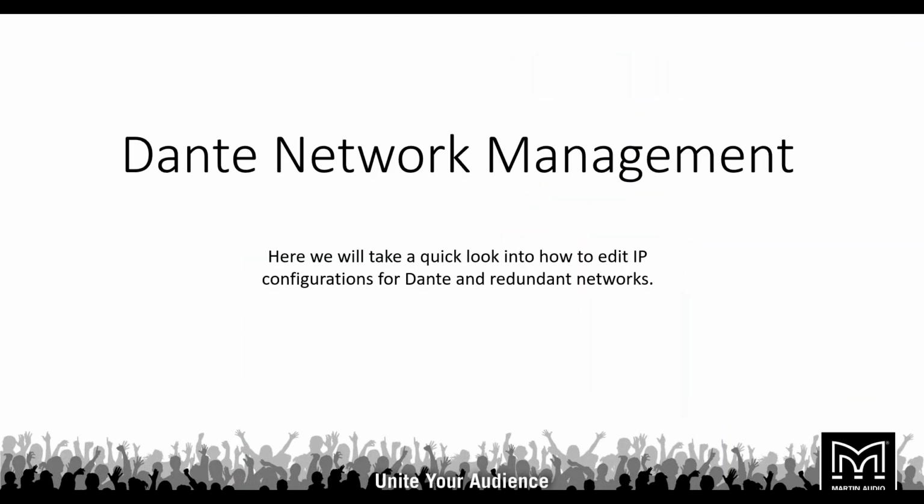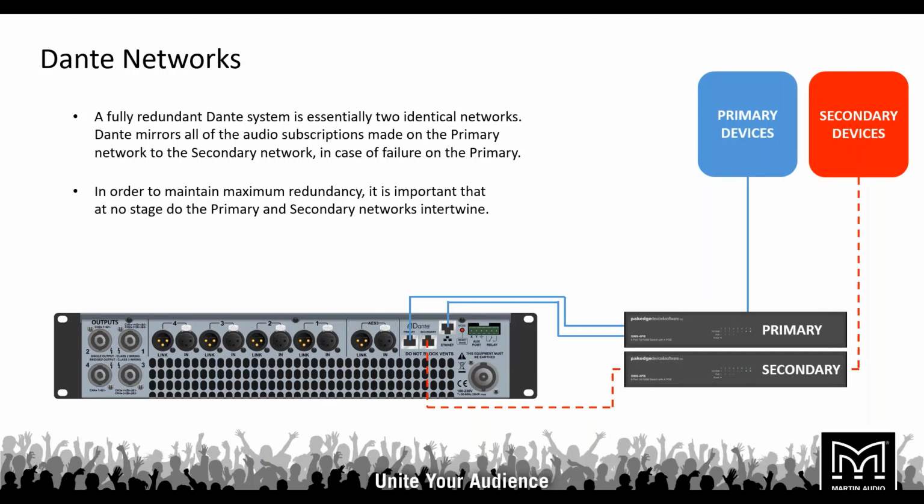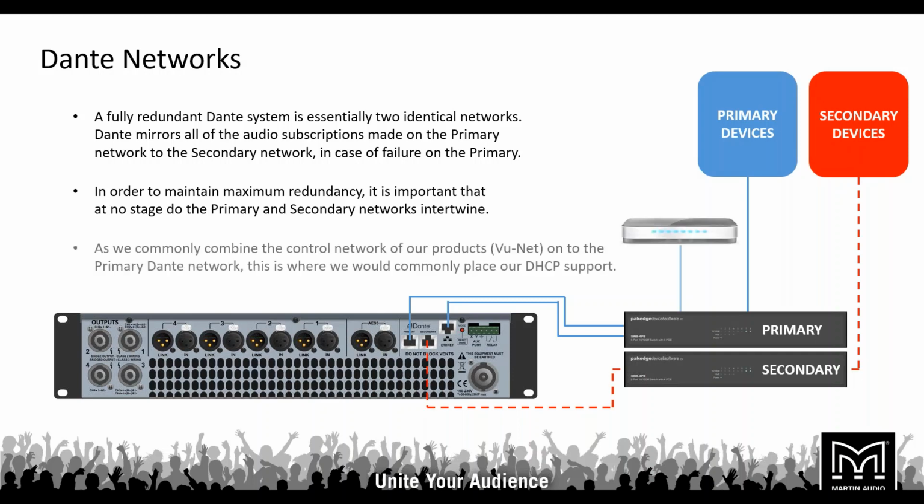So now we're just going to have a quick look at a bit of topology again about network for Dante. So I mentioned earlier, we'd commonly have our ViewNet control on the same network as primary Dante and a completely independent one for the secondary Dante. We do this because they're effectively two identical networks. Dante mirrors all of the audio subscriptions made on the primary network to the secondary in case of failure. So it's important that at no stage do these networks intertwine.